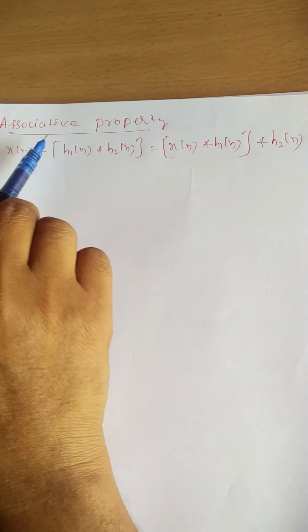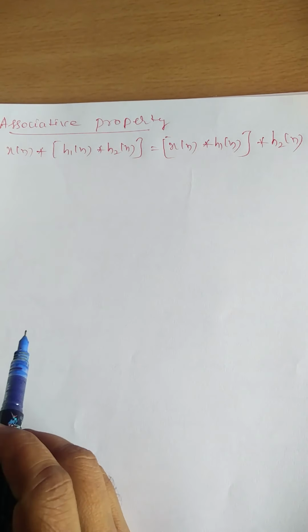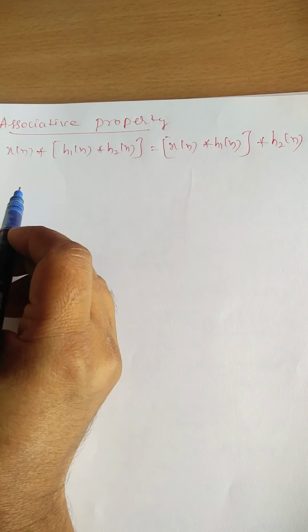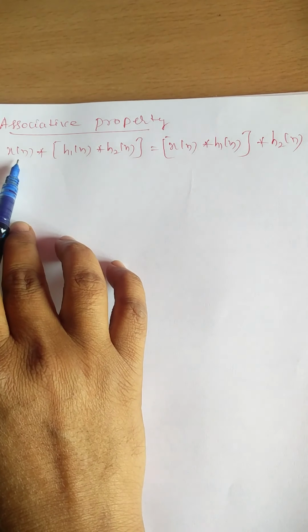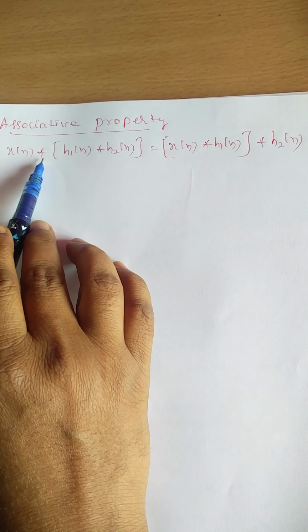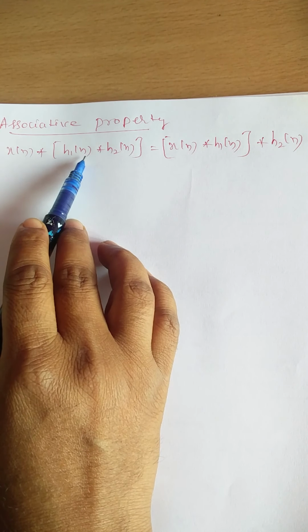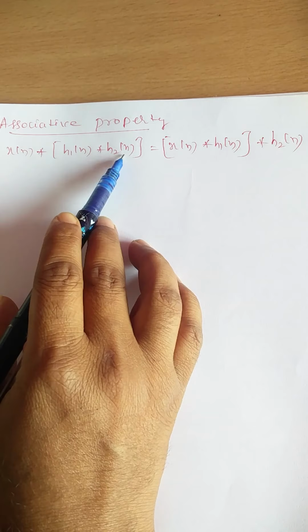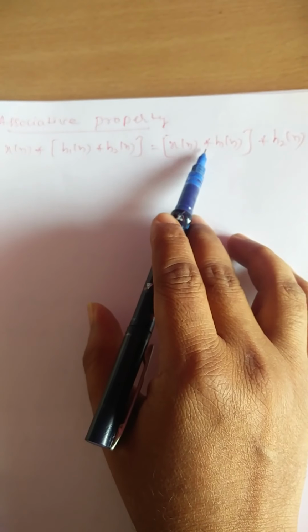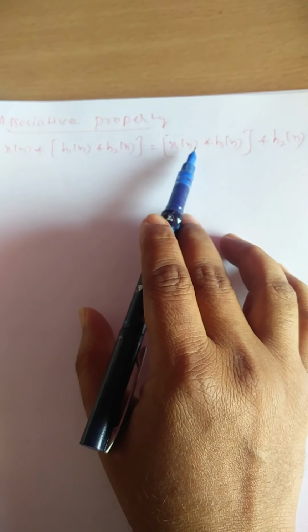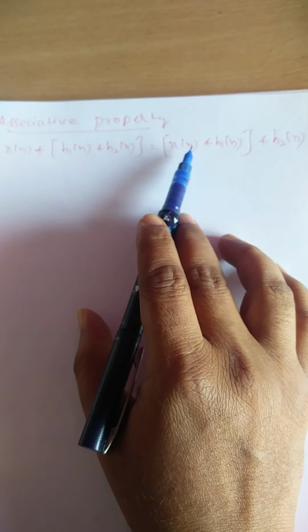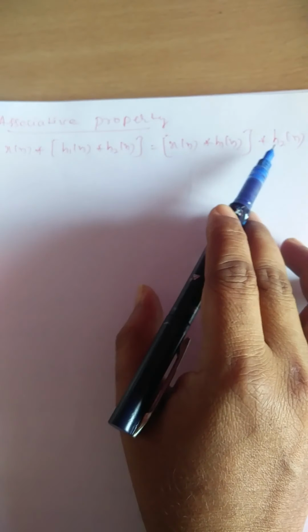Let us prove the associative property for impulse response representation of discrete time LTI system. The property says that x of n linearly convolved with the result of linear convolution of h1 of n and h2 of n, that is equal to the result of linear convolution of x of n and h1 of n, that is linearly convolved with the h2 of n.